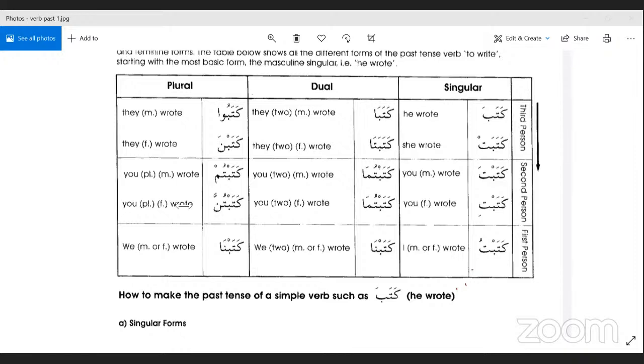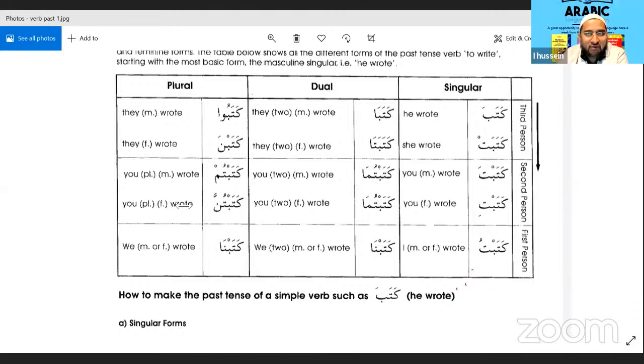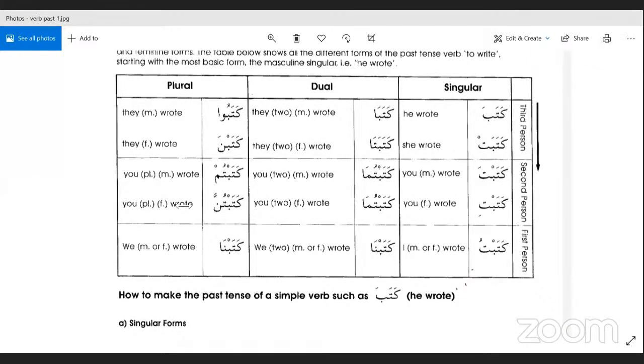You know, in English we have irregular verbs. Are there any irregular verbs in Arabic as well, or does every verb follow the same pattern? There are irregular verbs as well. Yes, there are plenty. There are plenty to come.